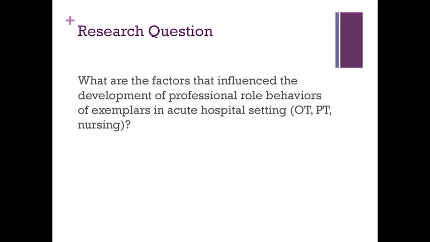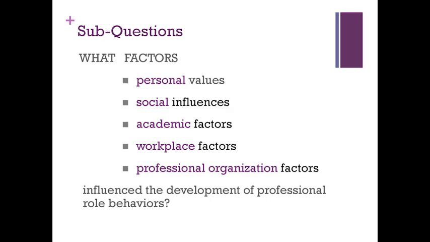So my research question: what are the factors that influence the development of professional role behaviors and exemplars in the acute hospital setting? And I had sub-questions that I looked at. So personal values, social influences, academic factors, workplace factors, and professional organization factors. So I can tell you that when I started my coding of the data from the interviews and the CVs and the other materials that I used, these were going to be some of my coding factors, right? Because those were the sub-questions that I wanted to explore.